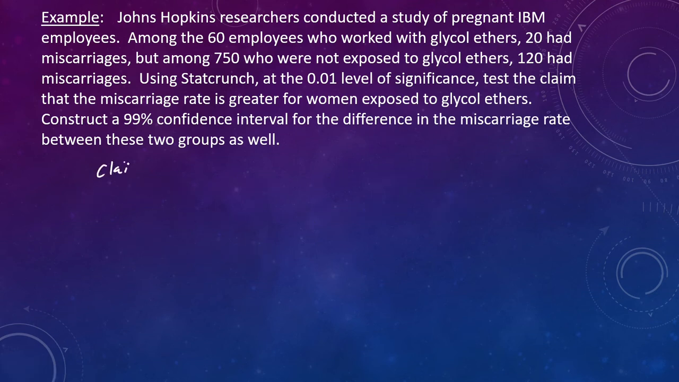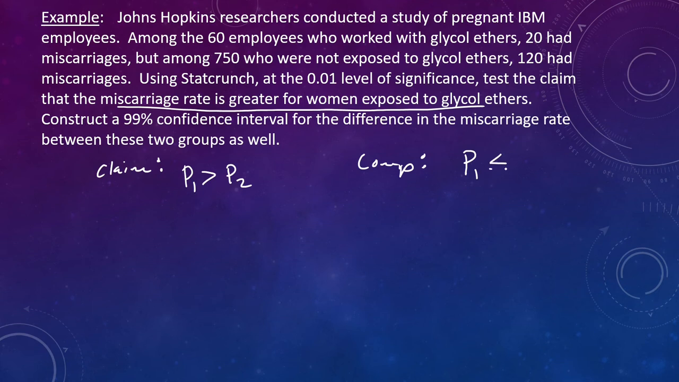Let's look at the claim and the complement. The claim is that the miscarriage rate is greater for women exposed to glycol ethers. Remember, group 1 was those exposed, so we'll say p1 is greater than p2, and the complement is p1 is less than or equal to p2, which is the opposite of the claim.